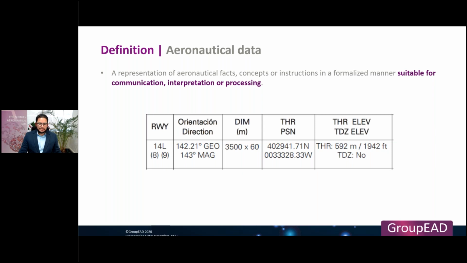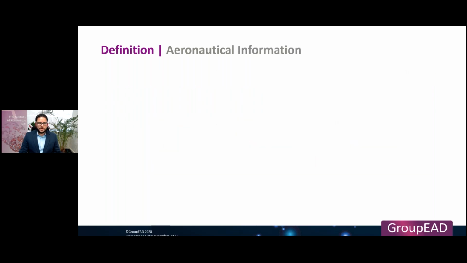But let's continue and let's see a more formal definition of what is aeronautical information. As we can find in our ICAO documentation, aeronautical information is the information resulting from the assembly, analysis, and formatting of aeronautical data. So if you see, it's the combination of data, in other words. So that table that we had in the previous slide, which is the combination of data, it actually qualifies under this definition, which is information.